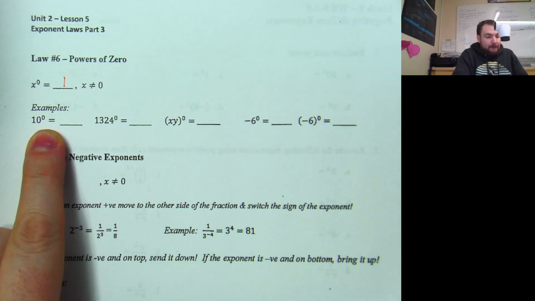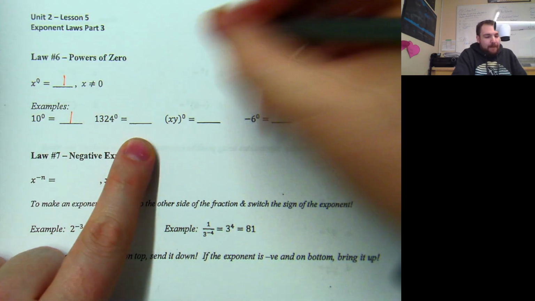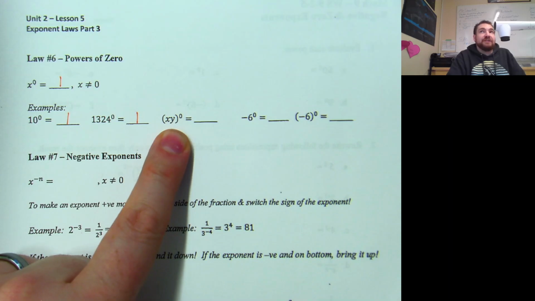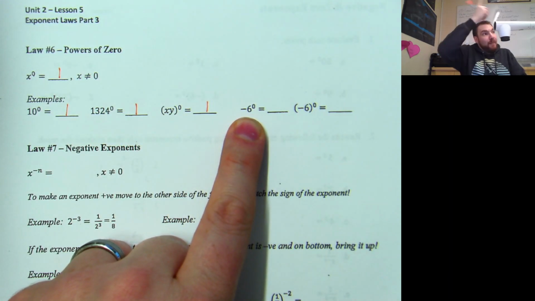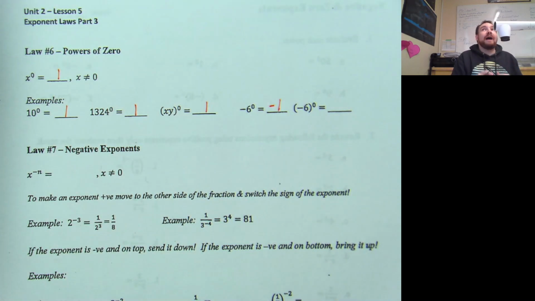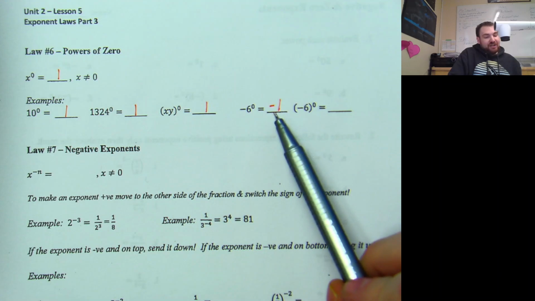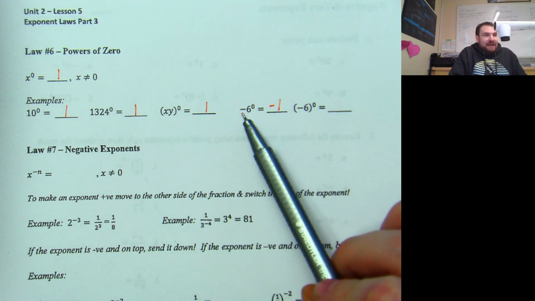10 to the 0 is? 1,324 to the power of 0 is? (x, y) in brackets to the power of 0 is? Negative 6 to the power of 0 is? Boom, I tried to trick you, but Presley said it first. This is negative 1. Why is this negative 1? Because what's the base? 6, not negative 6. So the 6 to the 0 is 1, and then I multiply by the negative.